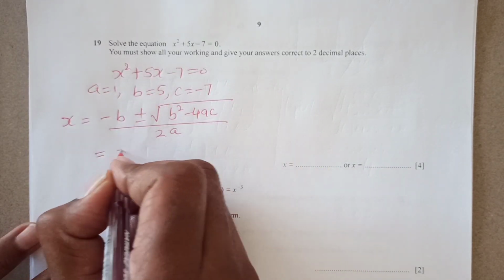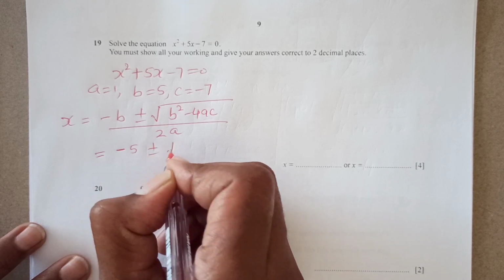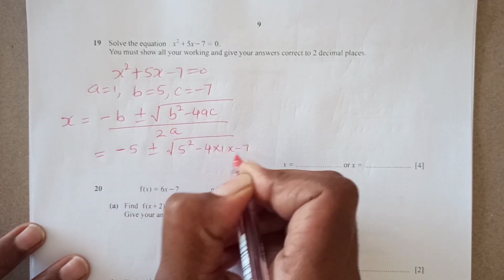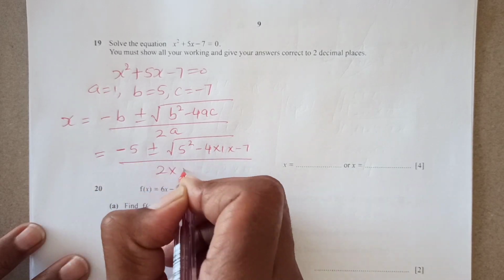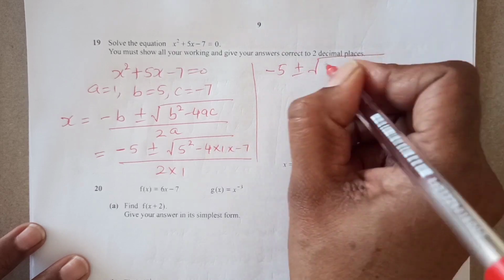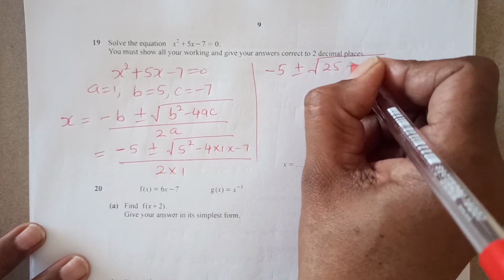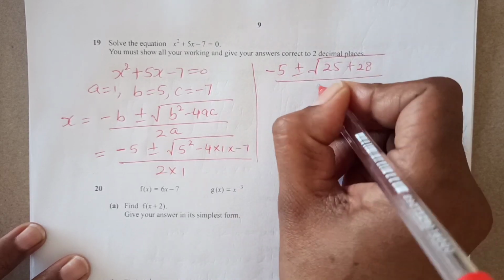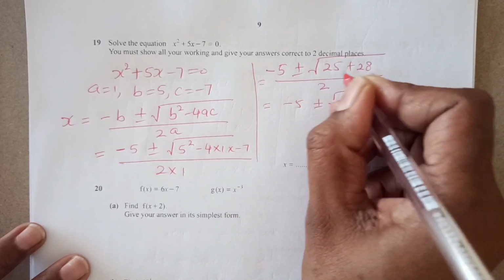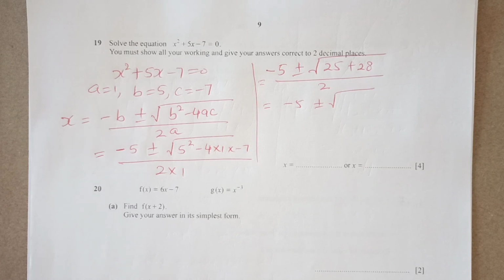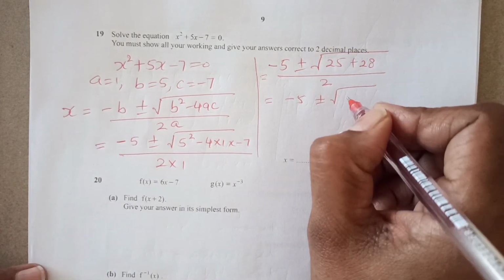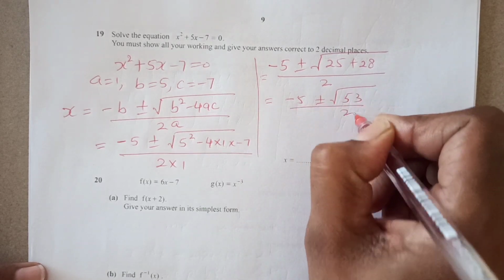Now plug in the values. Minus 5 plus or minus the square root of b squared minus 4ac over 2 times 1, right? So negative 5 plus or minus the square root of 25 plus 28 divided by 2. So minus 5 plus or minus the square root of 25 plus 28, 25 plus 28 is 53, over 2.